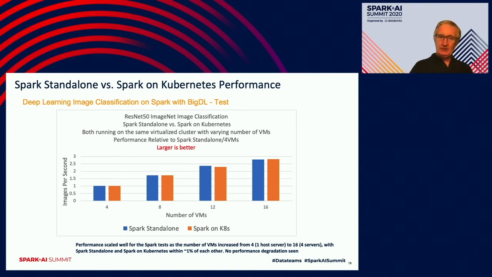Now, the number of images per second here is very low because this is not GPU-enhanced deep learning. This is regular CPU-based deep learning. And that's an experiment to drive a lot of traffic through this rather than a test of deep learning. It's trying to saturate the system as much as we could. And you'll see that when we go to the next one. But my main point in this section is that performance is roughly the same whether you're on Spark standalone, just running in virtual machines, or Spark running in Kubernetes on virtual machines. Okay, so having done that, we wanted to look at some other things.